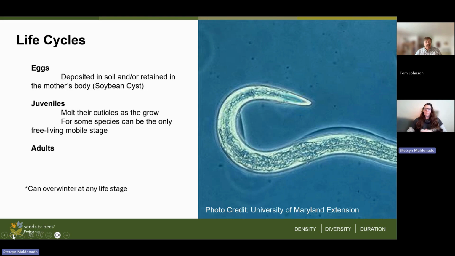Typically it'll be the second molt nematode that would be the one that leaves the egg. A lot of them will molt inside of the egg. And for some species, these are the only ones that are free living and mobile throughout the soil. And we'll learn a little bit about the differences there. And then, of course, you have your adults. And unlike many insects, any life stage nematode can overwinter.